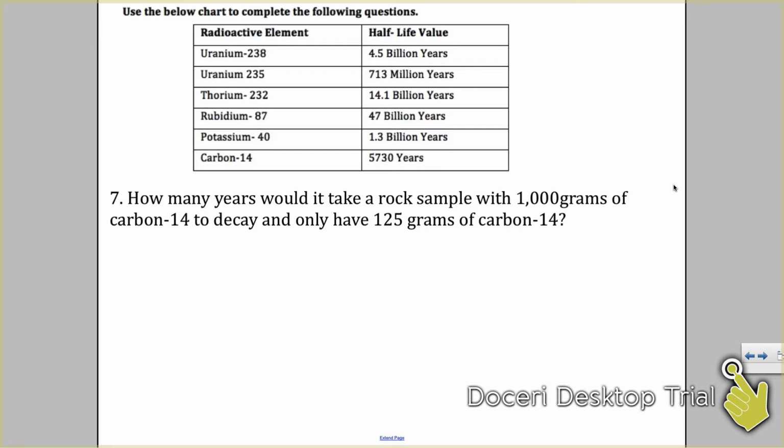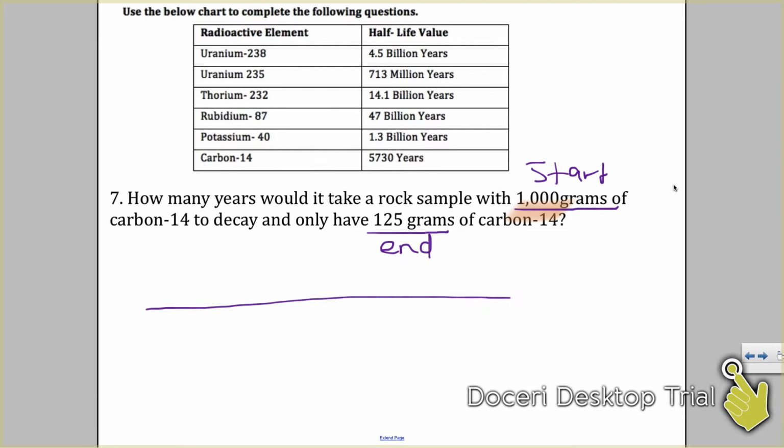We are going from how much amount to how much amount? We are going from 1,000 grams to 125 grams. So we know this is where we start, and this is where we end. Okay? So let's do a chart. We no longer have to say we have a whole, we have a half. We know exactly what our whole is, which is 1,000 grams. So we'll still put time, and we'll put amount.